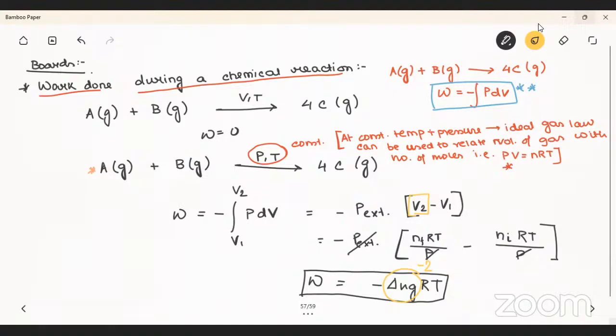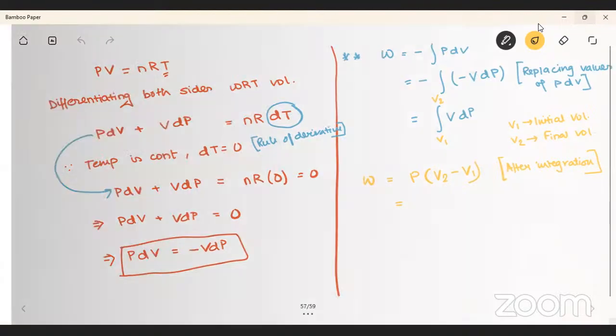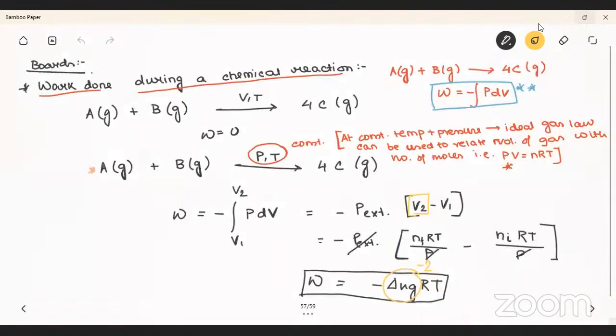So I have to write one more thing here. Up to this part is clear. After integration, what are we getting? Yes, ma'am. Good. So I have just used this equation here: minus P external into V2 minus V1. Okay. So what is V? PV is equal to nRT, so V is nRT by P. So nRT divided by P, final n minus initial n.